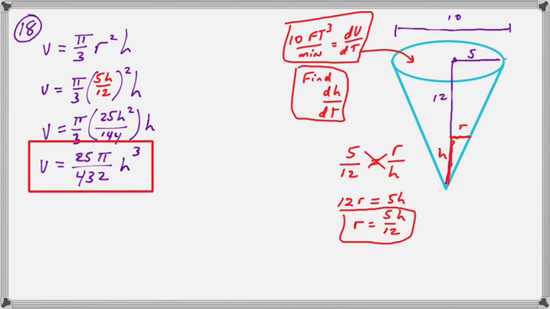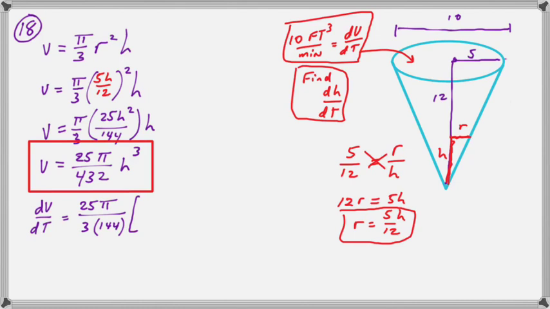I now have volume in terms of height, which again might be part of a question. Can you express the volume in terms of the height? Well, I hope so, or else you won't be able to do the rest of the problem, because now we're going to find the derivative dV/dt. 25 pi over 432, which I'm writing this way.